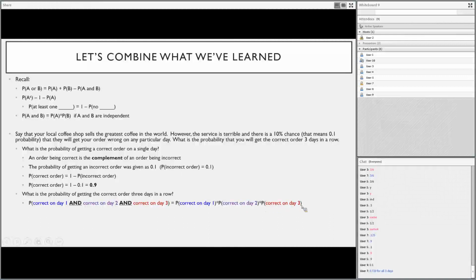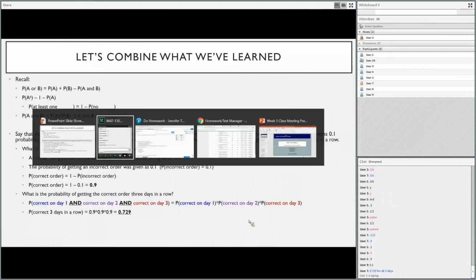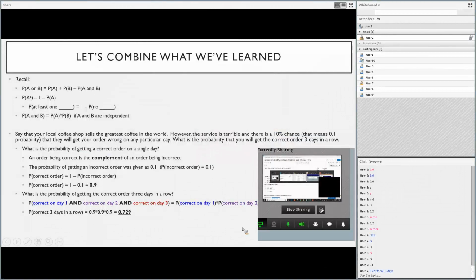So the probability that I get a correct order on the first day times the probability that I get a correct order on the second day times the probability that I get a correct order on the third day. And remember, we've just found out right here what the probability of getting a correct order on a particular day was. Every day in this case is the same. So all we're going to do is multiply 0.9 times 0.9 times 0.9, right? Each of these individual probabilities would have been 0.9. And when we do that, we get 0.729.